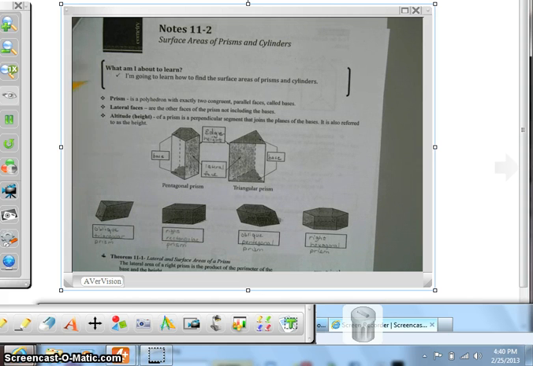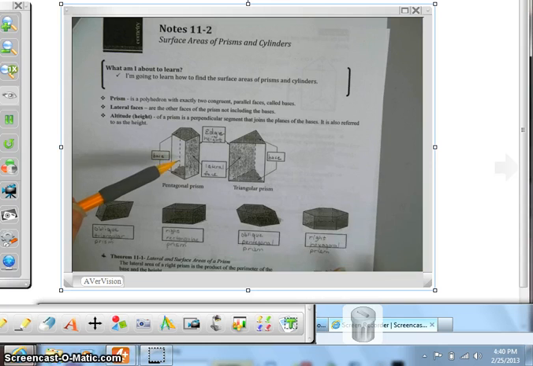First off, let's talk about a prism. A prism is a polyhedron with exactly two congruent parallel faces, called the bases. In other words, what we have would be a solid figure where your top and your bottom are the exact same figure, and that's a prism. Lateral faces are the other faces of the prism that do not include the bases.